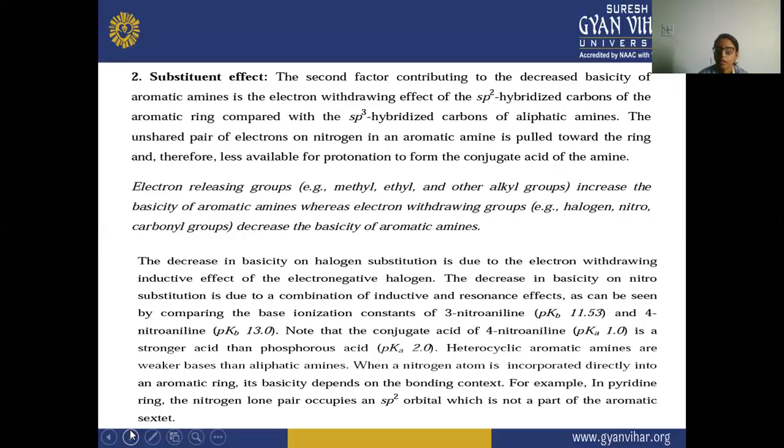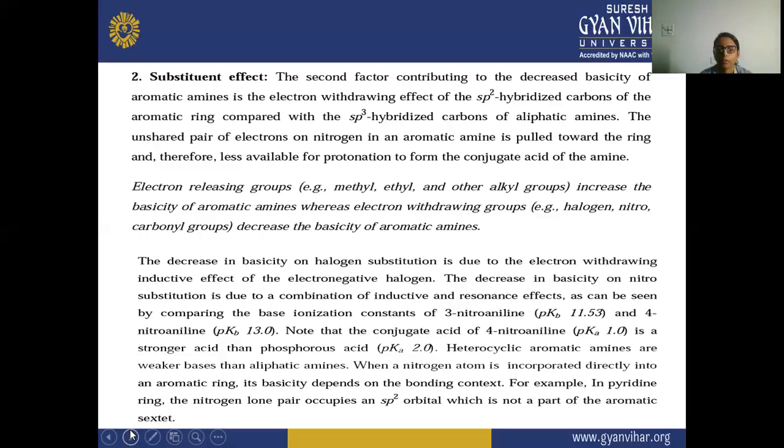But in case of the aromatic ring, these carbons which are sp2 hybridized are showing the electron withdrawing effect. The second factor contributing to the decreased basicity of aromatic amines is the electron withdrawing effect of the sp2 hybridized carbons of the aromatic amine compared with the sp3 hybridized carbons of the aliphatic amines.